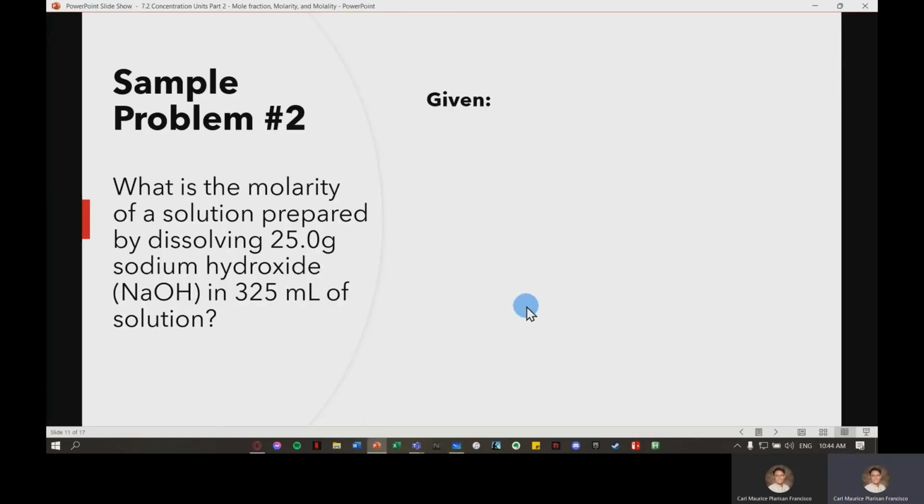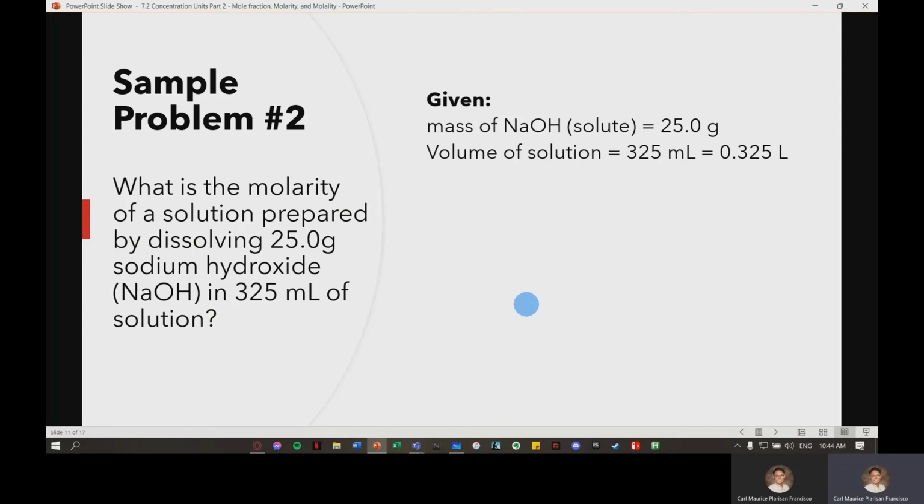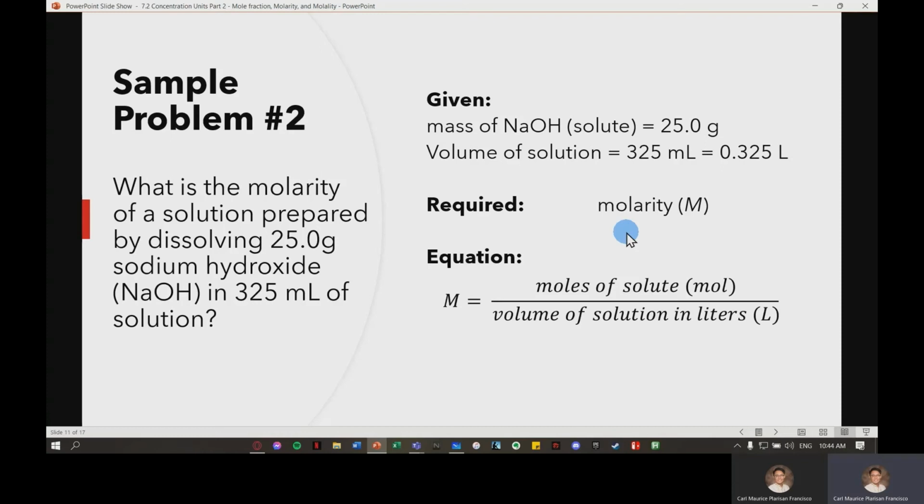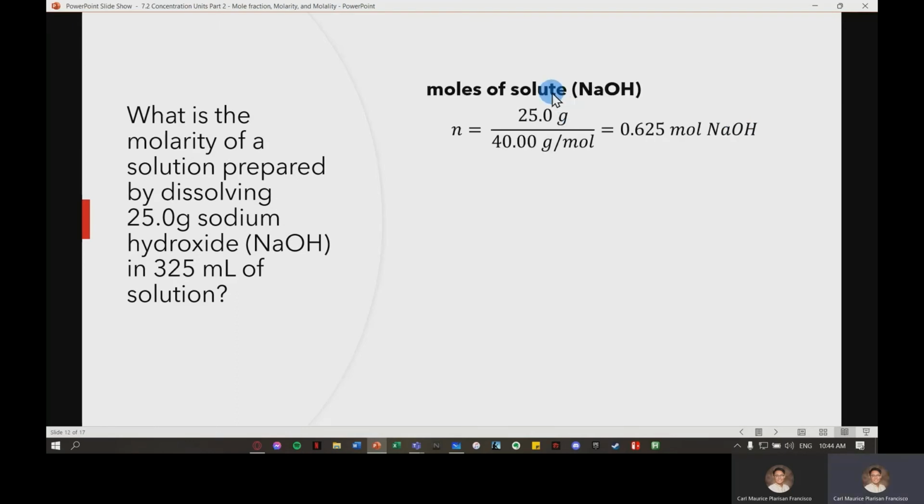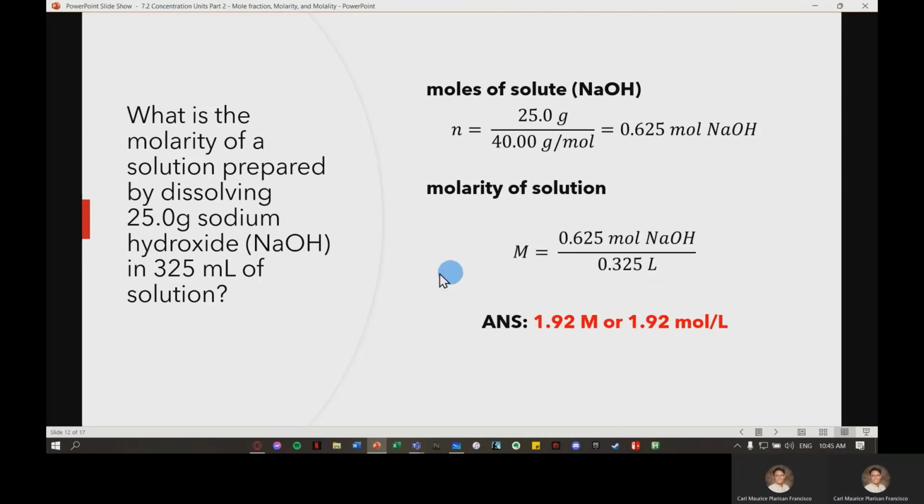With that of the problem, given mass and then volume of solution converted into liter, required is molarity, equation, mole of solute all over liter solution. Now, denominator is already liter. However, your solute is not yet in mole unit. That is why the solute was converted into mole, 0.625, just like what I've done using molar mass, divided by liter solution, 0.325. 1.92 molar or 1.92 mole per liter.